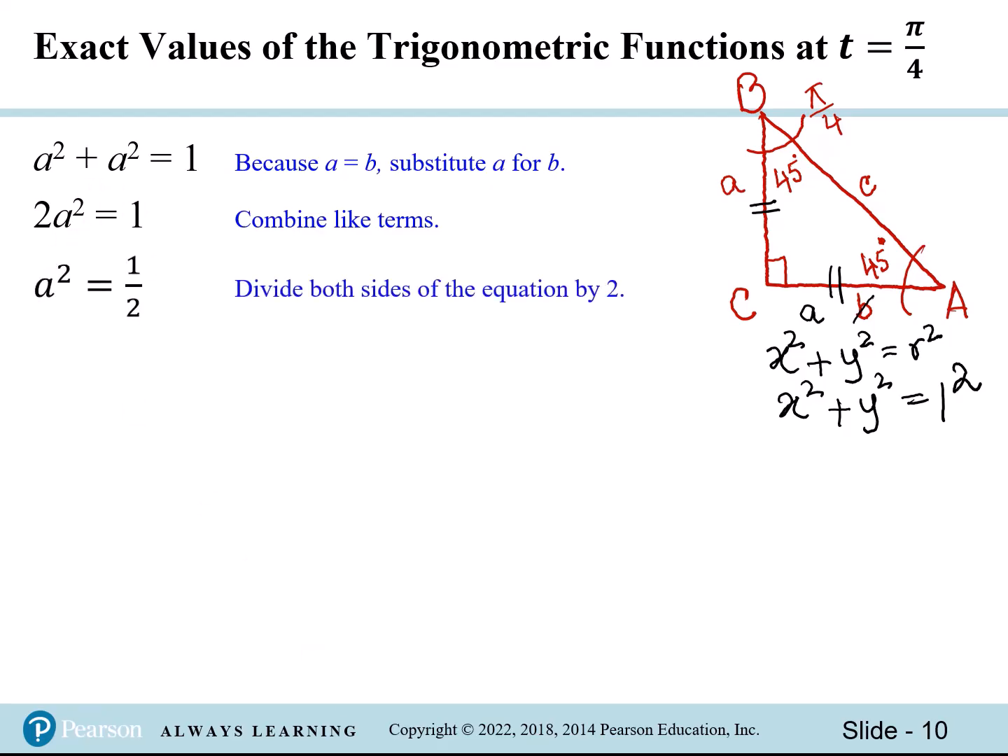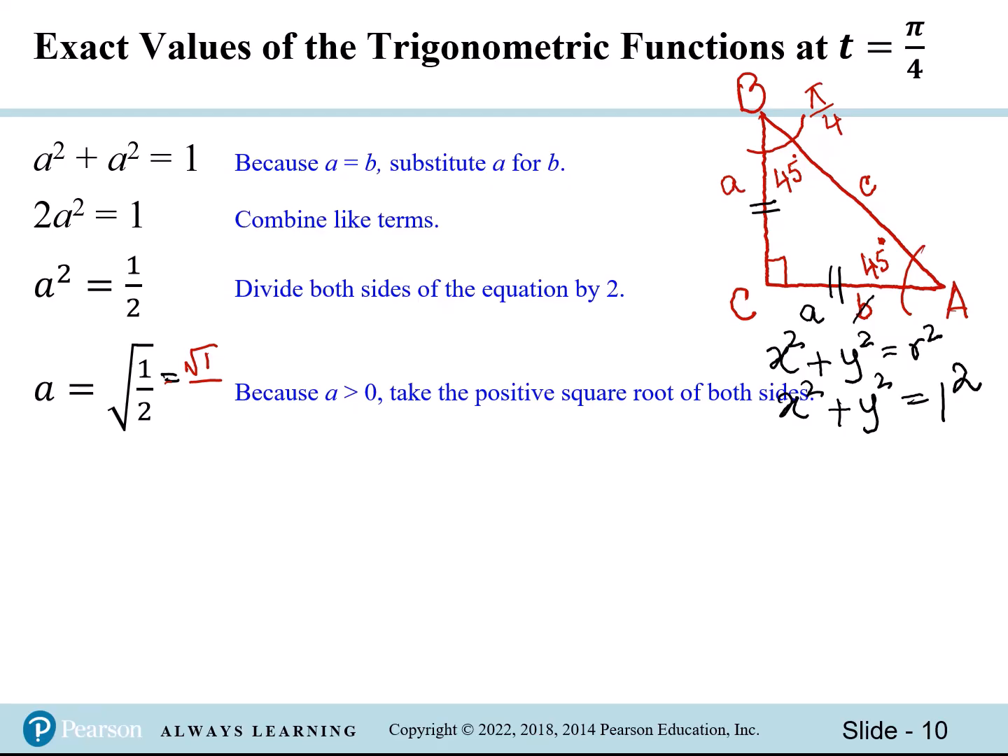The next step would be to take the square root of both sides. So we will get A equals the square root of 1/2. Square root of A squared is A. Square root of 1/2 is square root of 1/2. But we can distribute the square root to both the numerator and the denominator and write this as square root of 1 divided by square root of 2. And square root of 1 is 1. So we end up with 1 divided by square root of 2.